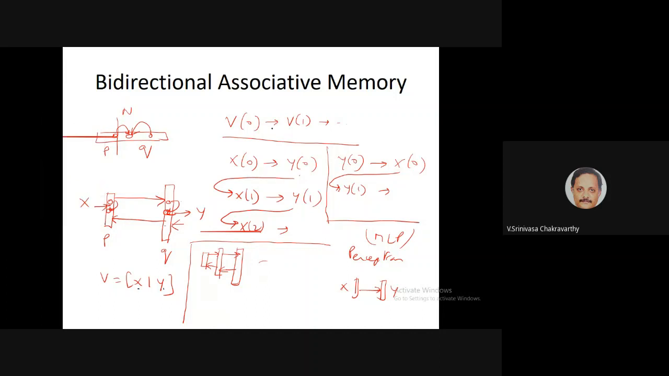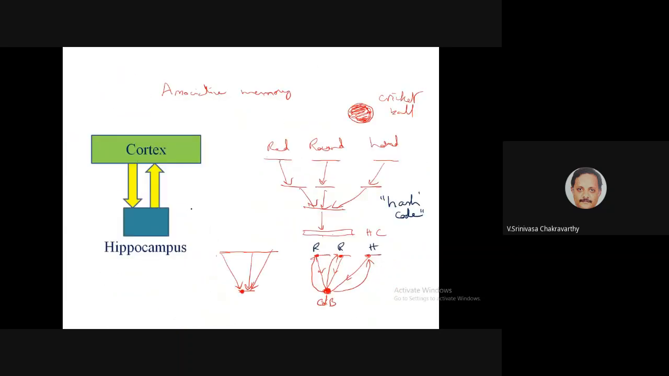Okay, so x0 is given, that gives y0, then y0 is given as input, then that will give you x1, then x1 is given as input, that will give you y1, and so on and so forth. After some time, both will settle down. Okay, so this is called a bidirectional associative memory, and the idea is that hippocampus works as something like that.